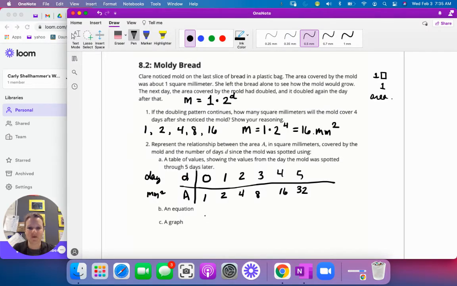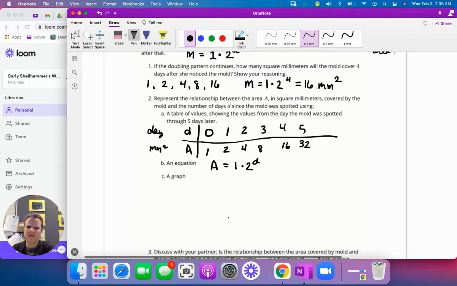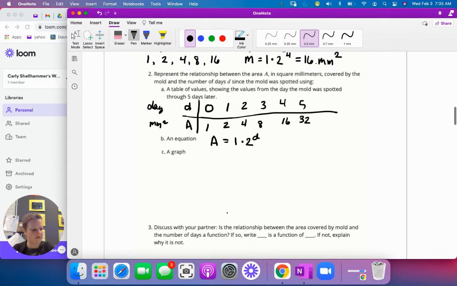All right, so that is a table representation. Now how about an equation? We already made one. So the area equals the initial value, we're doubling it, raised to the day. So that's your representation with an equation. And then a graph, which we don't have a coordinate plane for, so we'll make one.